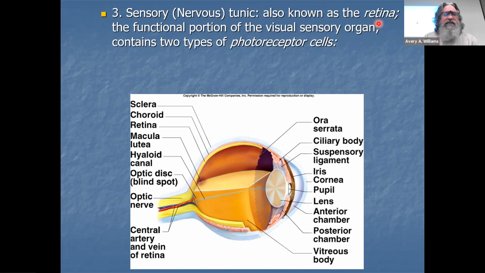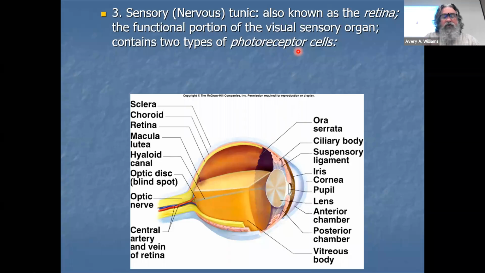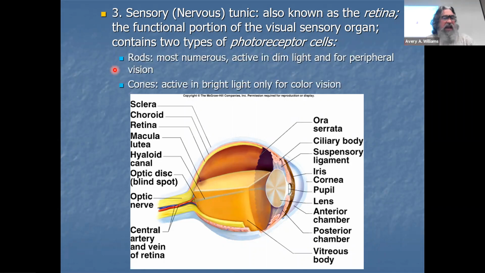And what's the retina? Well, the retina is the functional portion of the eye, the actual visual sensory organ, okay? And it contains the cells that actually detect light, and they're collectively referred to as photoreceptor cells. But there's two types of photoreceptor cells in the human eye, and the names are associated with their morphology because they have distinct shapes. You have rods and cones. Of course, the rods are kind of rod shaped, and the cones kind of have a cone-shaped cell body, but functionally, they're different.